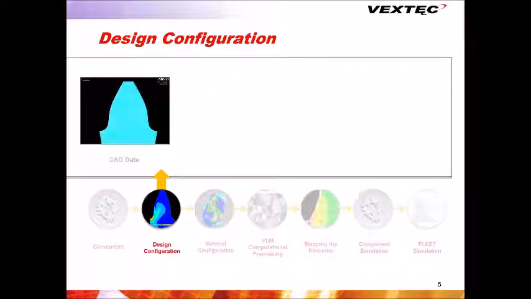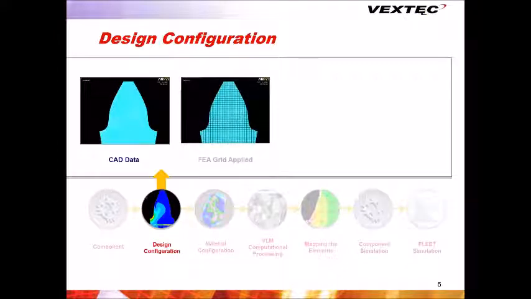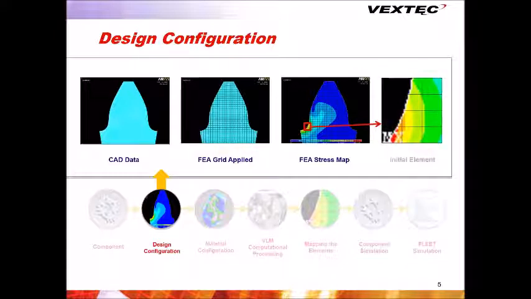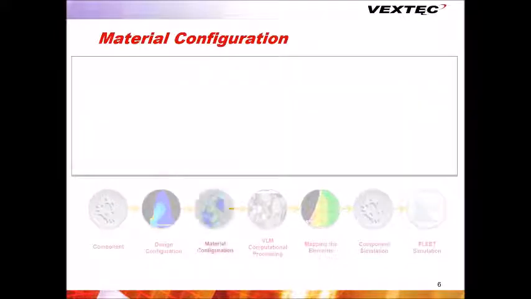In addition to CAD, most companies have the ability to analyze a design using finite element analysis. This shows the type of standard FEA mesh pattern that might be applied to a gear tooth. Through FEA processing, stress patterns are predicted, and yellow areas are indications of high stress, and the dark blue area represents the lowest stress. VLM processing occurs within every element of the FEA, so we'll select one element as the starting point.